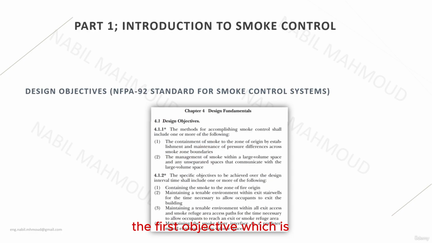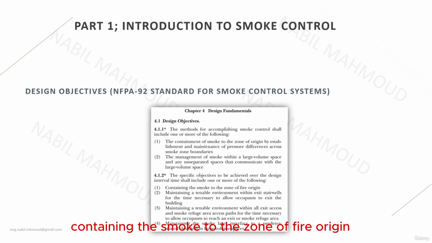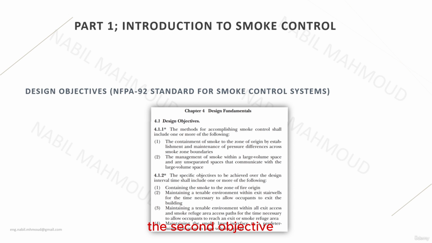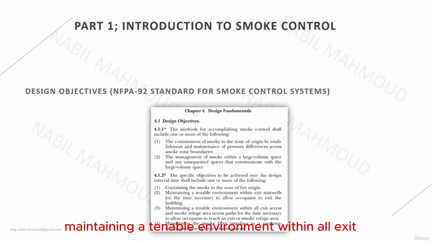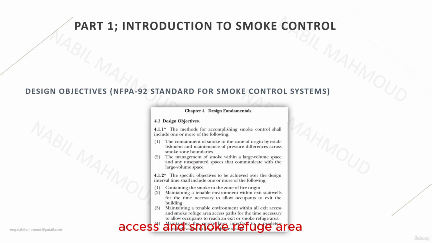The first objective is containing the smoke to the zone of fire origin. The second objective is to maintain a tenable environment within the exit stairwells for the time necessary to allow the occupants to exit the building. The third objective is maintaining a tenable environment within all exit access and smoke refuge area access paths for the time necessary to allow the occupants to reach an exit or a smoke refuge area. And the fourth objective is to maintain the smoke layer interface at a predetermined elevation, especially in large volume spaces.